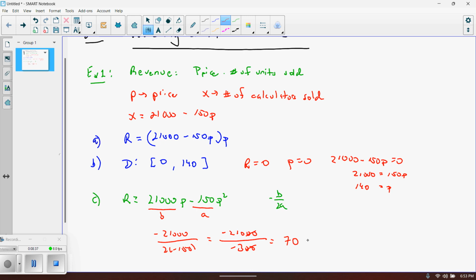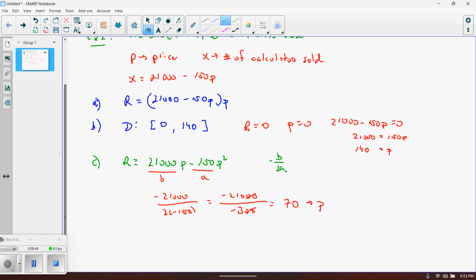So that is going to be a p-value. That will be the price, which is going to maximize the revenue. It just happens to be right in the middle of this thing. So the price of $70 will maximize the revenue. Well, that's nice to know what you would have to charge to maximize the revenue, but most people would probably like to know, what is that revenue? What am I going to make if I charge that much?